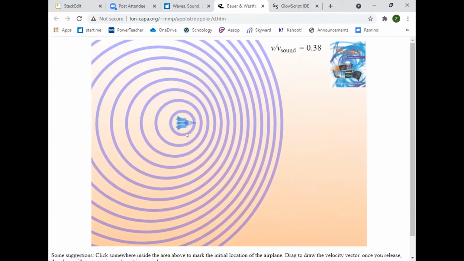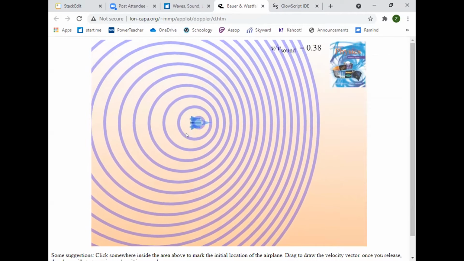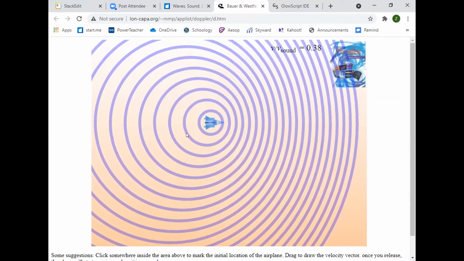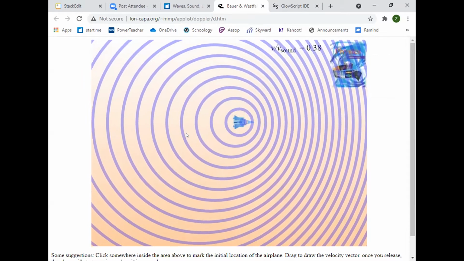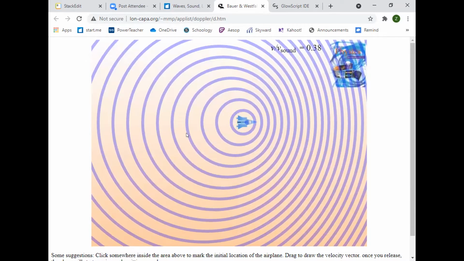Now, here's what I want to think about, though, because sound waves are not ripples on a pond, right? Ripples on a pond are a good way of thinking about it, but ripples on a pond are not sound waves. What kind of wave is a sound wave again? Longitudinal, which means what do each of these lines represent? So you can use them to think about frequency.